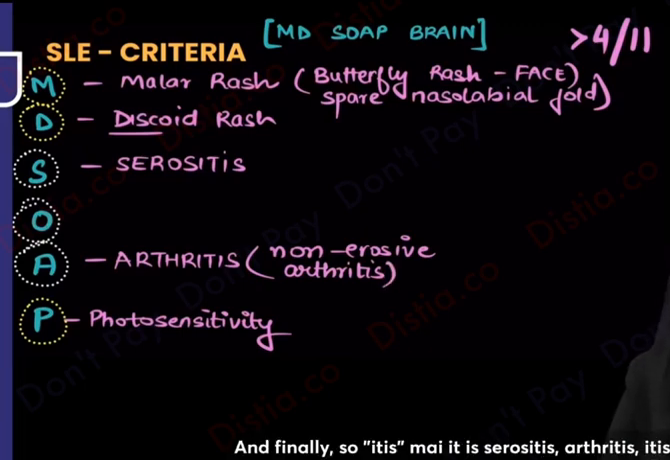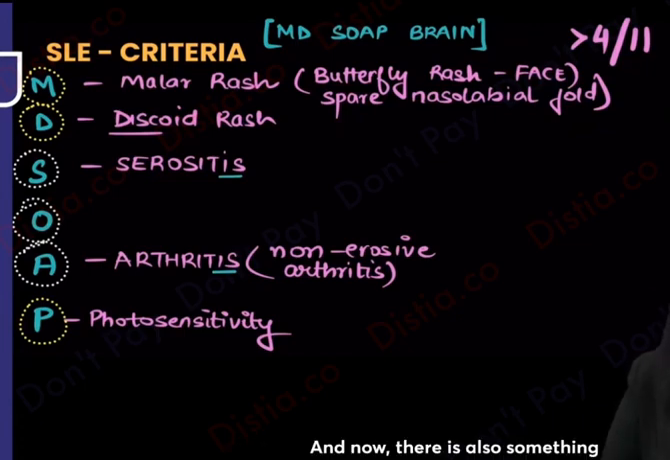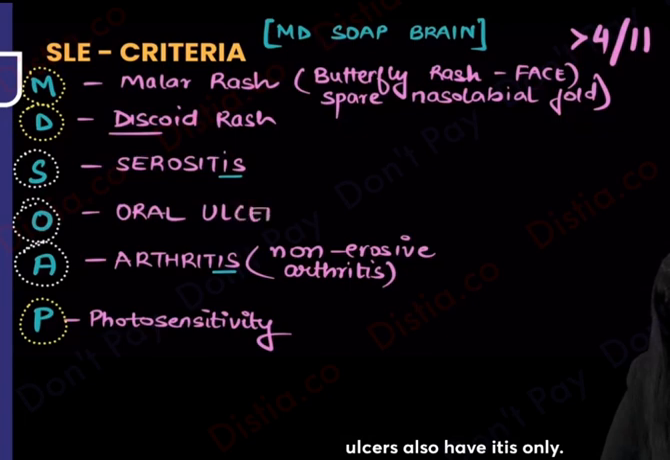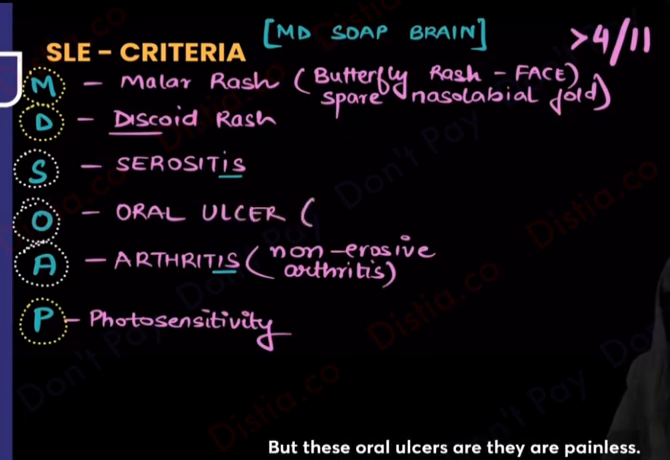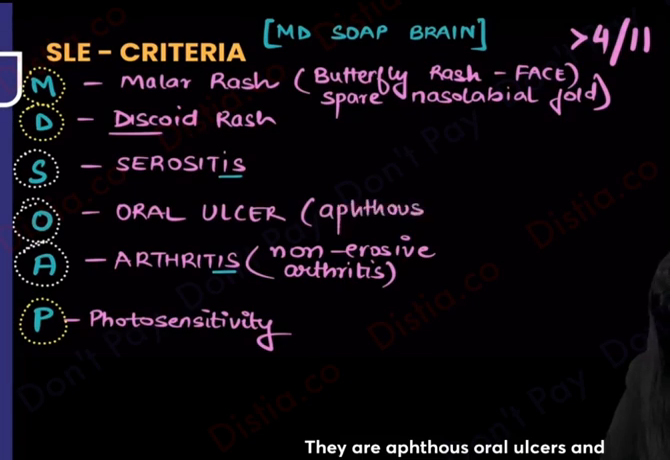And finally, itis mein ek to serositis, arthritis, itis, and now there is also something known as oral ulcers, because ulcers also have itis only, inflammation hota hai, but these oral ulcers are painless. They are aphthous oral ulcers and they are going to be painless.